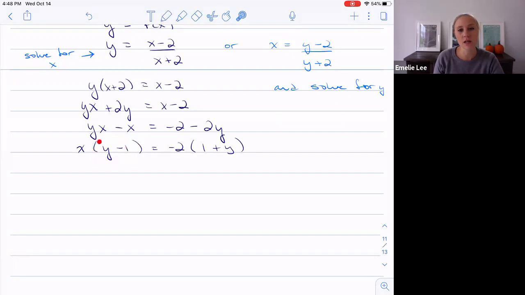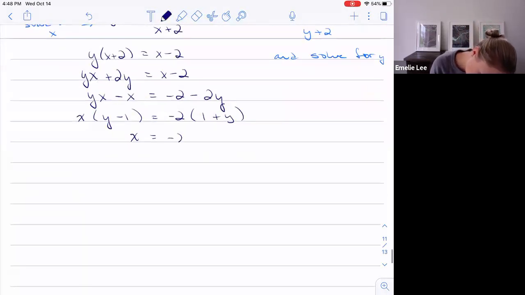Now to solve for x, all I have to do is I have to divide both sides by y minus 1. So now I've got x is negative 2 times 1 plus y divided by y minus 1. You can keep it in brackets if you like.